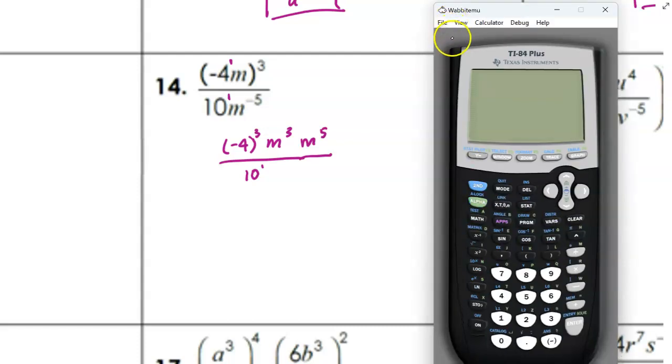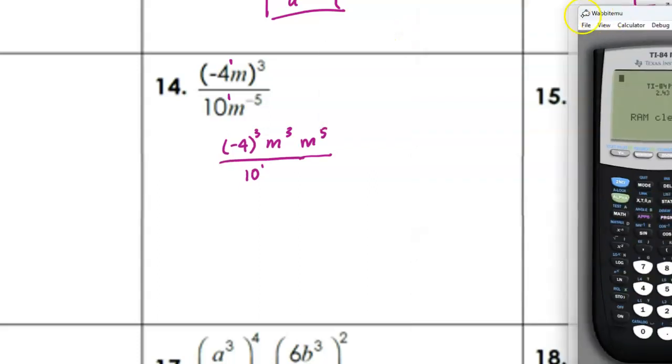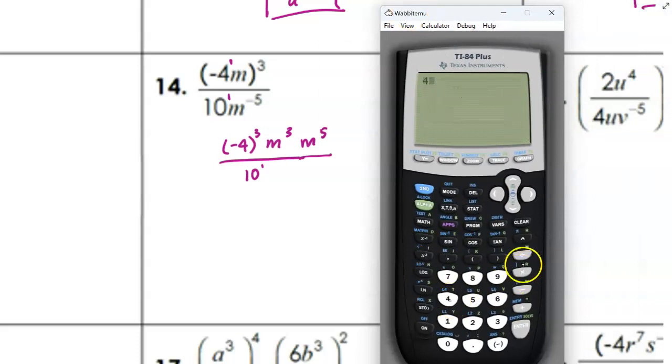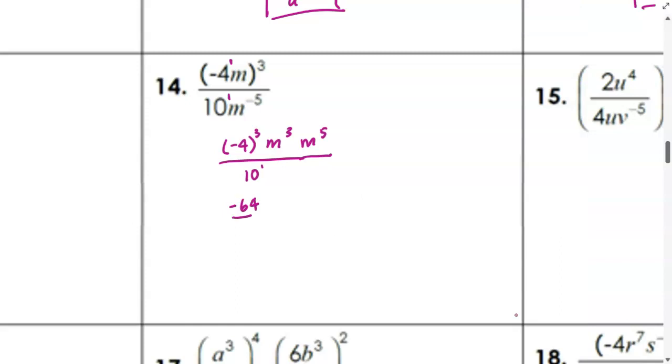I'm going to use the calculator. So 4 raised to the 3rd power, and that's going to be a negative times a negative times a negative, so it's still going to be a negative. Negative 64 over 10 m to the 8th. I'm not done. 64 and 10 could both be reduced by 2. So that is negative 32 m to the 8th over 5.